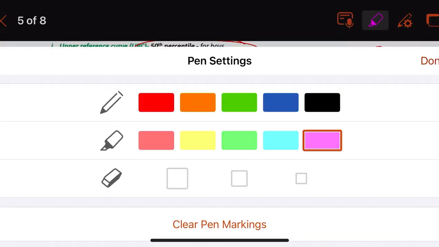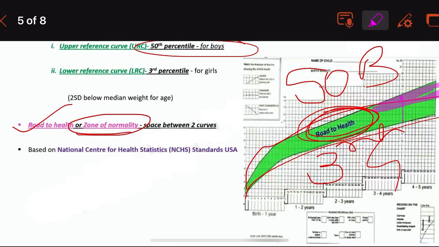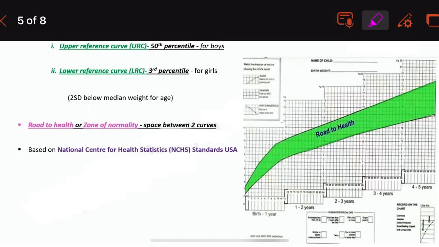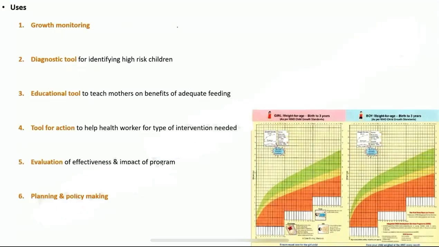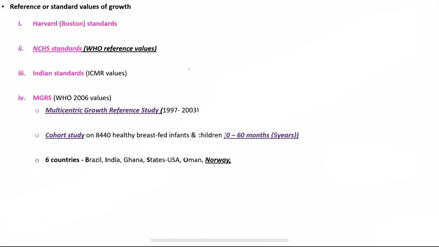What is the zone of normality? The space between the 2 curves. The space which is found between the 2 curves is the zone of normality. Okay. So this was the World Health Organization. And the uses, we don't have any MCQ. And lastly, we took a review of the growth references.